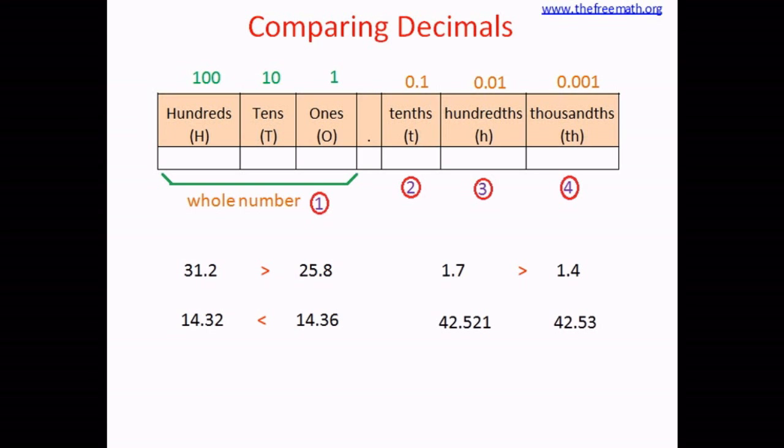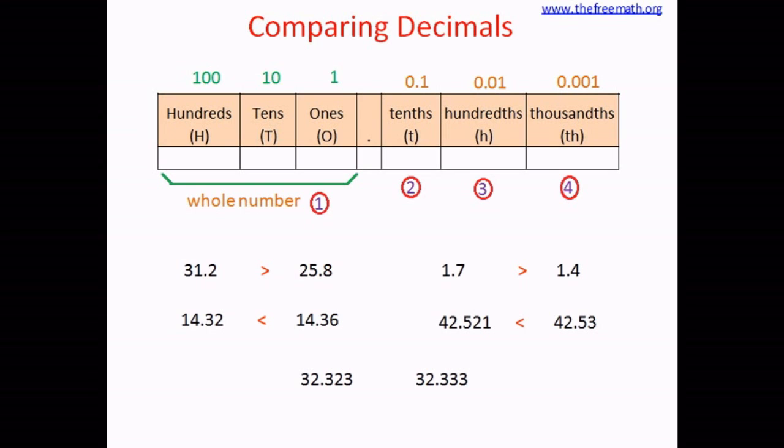The next one is 42.521 and 42.53. What we look at now is first the whole number part, which is the same in both the decimals. The tenths place is also the same. So let's look at the hundredths place. We know that 3 is bigger than 2. Therefore, the second decimal is bigger than the first one.